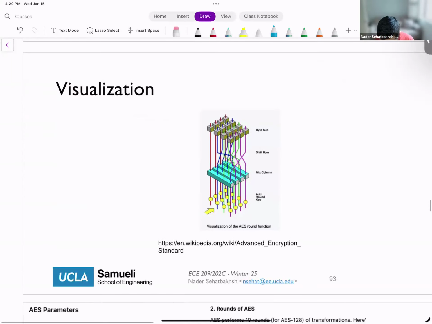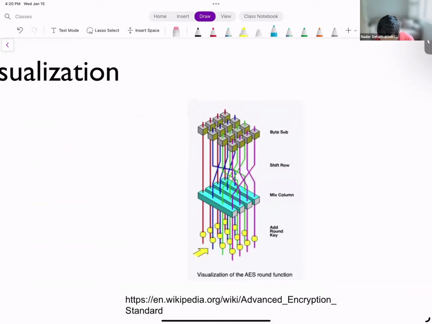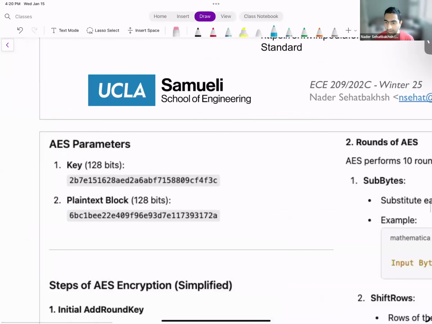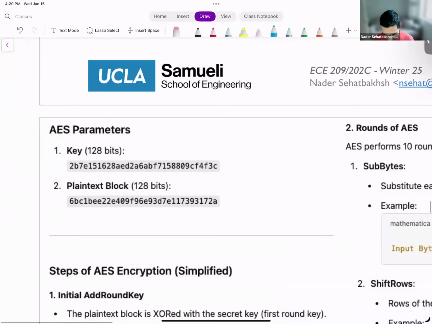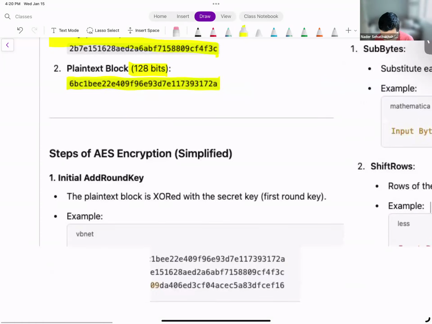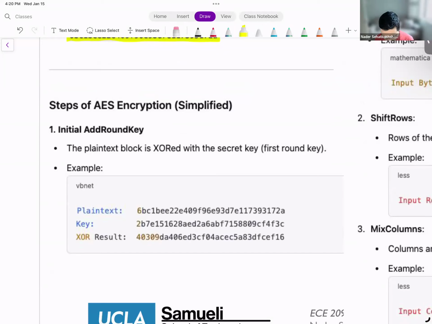Okay. This is also a nice visualization of how things are going. So this is SubBytes, then you shift the rows, you mix the columns, and then you add the round keys, and then eventually you're going to have these inputs. I also have an example for you. This is again generated by ChatGPT, so you can actually see how things are happening. So we have a 128-bit data and 128-bit key. These are randomly generated, so just some random looking numbers.